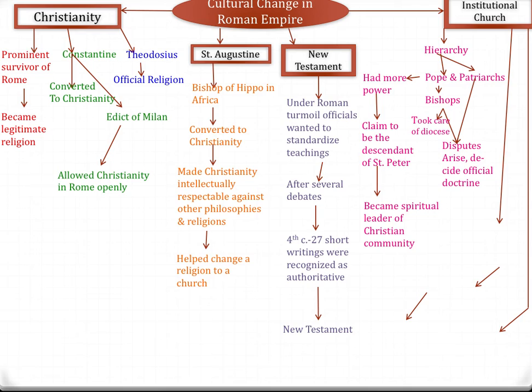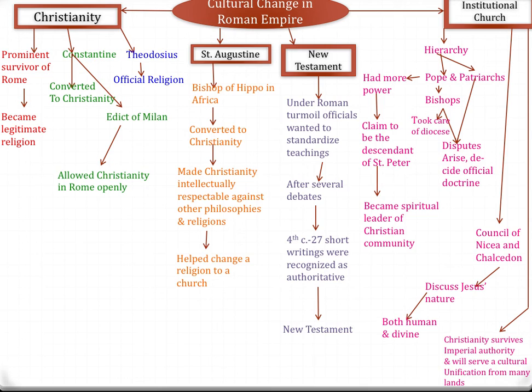And then also the bishops and the patriarchs, if disputes arose, would be the official decision makers on any doctrinal issues. So the Council of Nicaea and Chalcedon, they will get together and discuss Jesus' nature. Was he completely human? Was he completely divine? Who is Jesus? And what they came to conclude in the Council of Nicaea and Chalcedon was that he was both human and divine. So that's where you get the idea of the Holy Trinity, Father, Son, Holy Spirit. He's all of them. And Christianity will survive imperial authority and will serve as a cultural unification from many lands, meaning that it's going to be extremely important, especially in the Western empires when you see them develop later on, especially in the Middle Ages, and yet it will still be important in the Byzantine Empire as well.